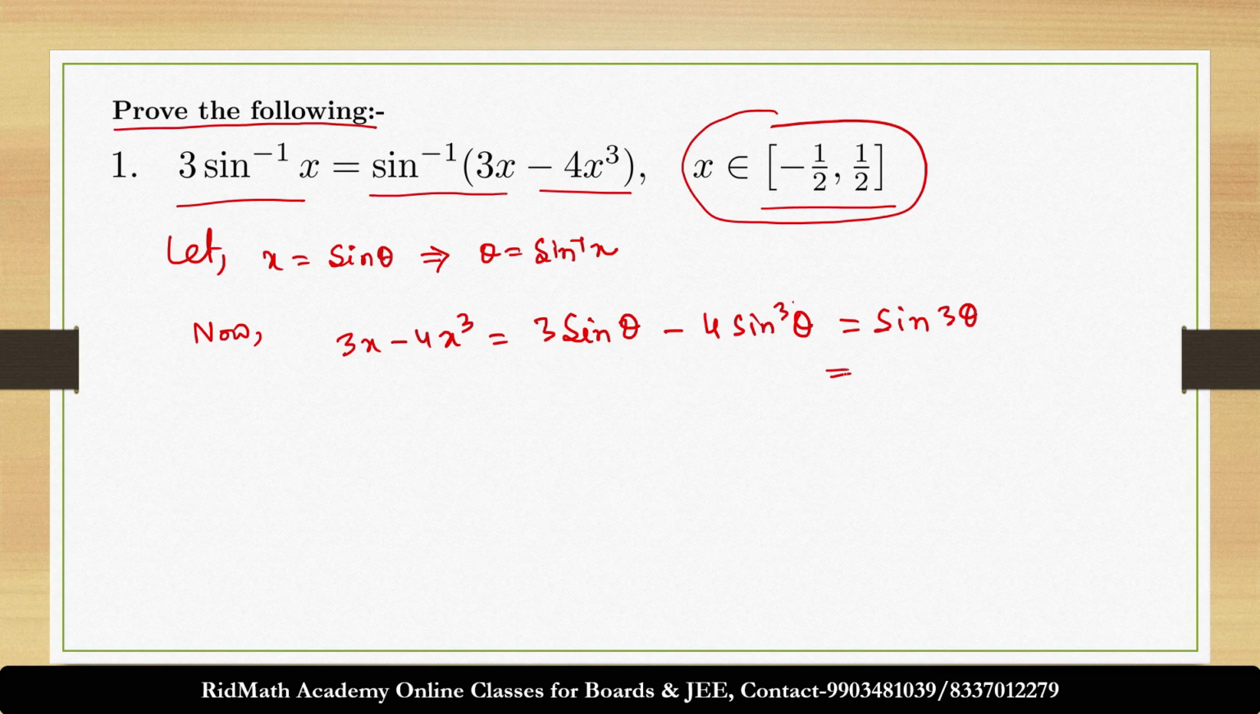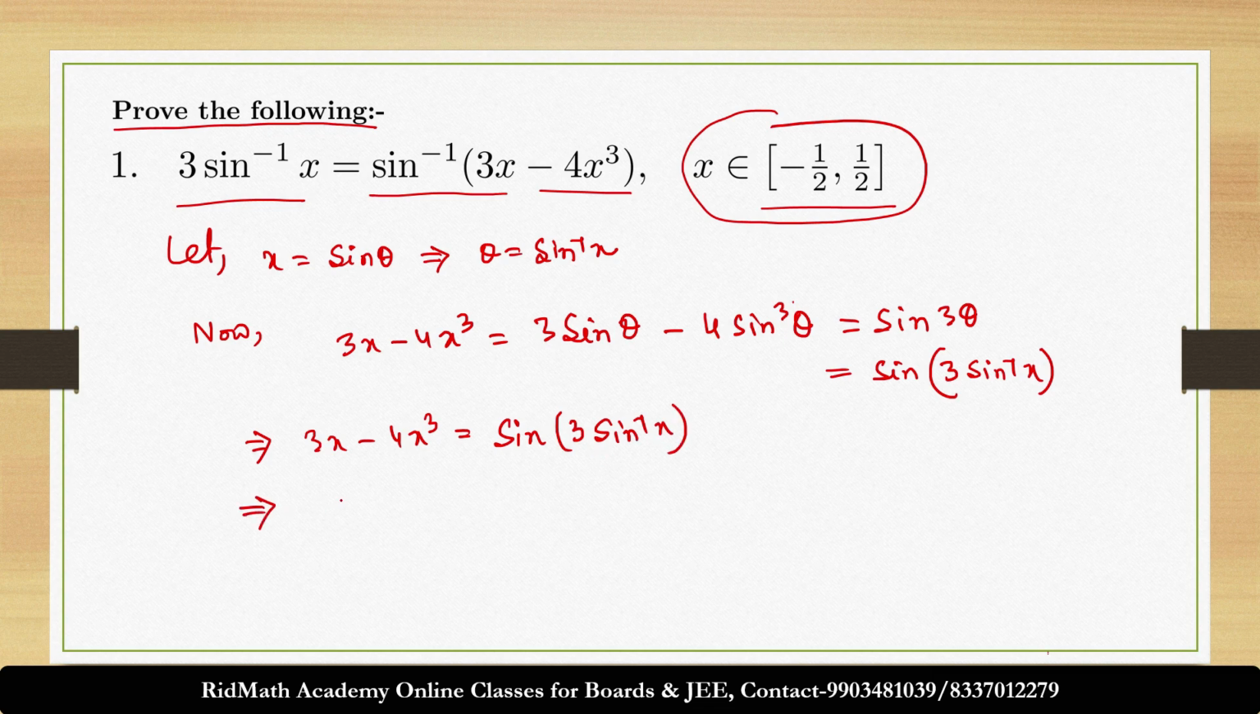Okay, so that is equal to sin 3 theta, where theta is sin inverse x, that means 3 sin inverse x. So from this we get 3x minus 4x cube equal to sin of 3 sin inverse x. So that implies sin inverse of 3x minus 4x cube equal to 3 sin inverse x. So this is proved.